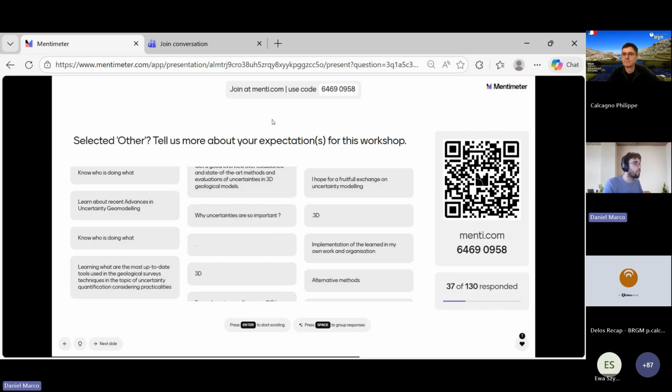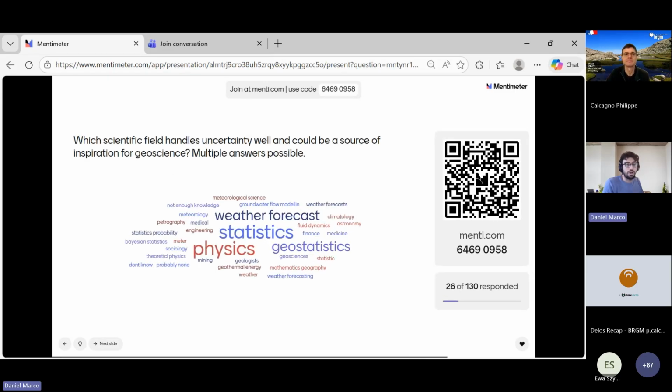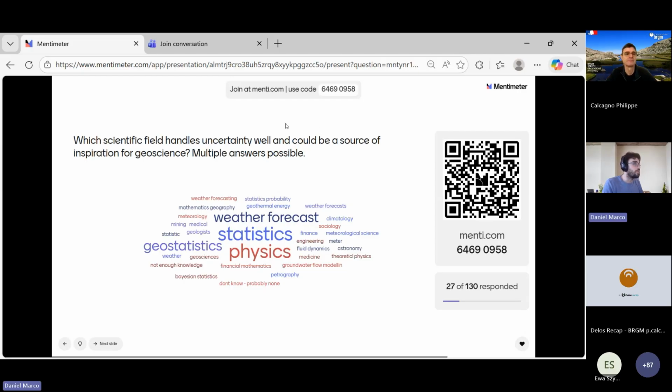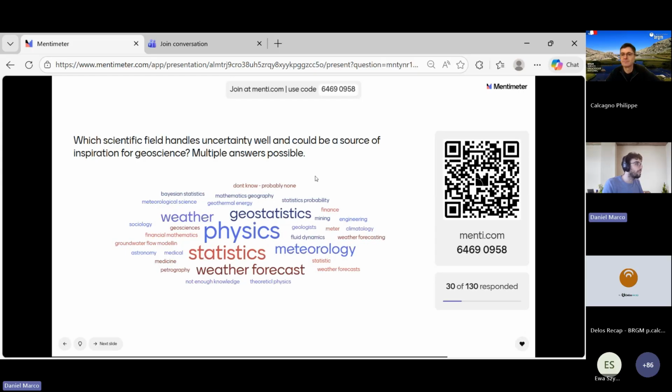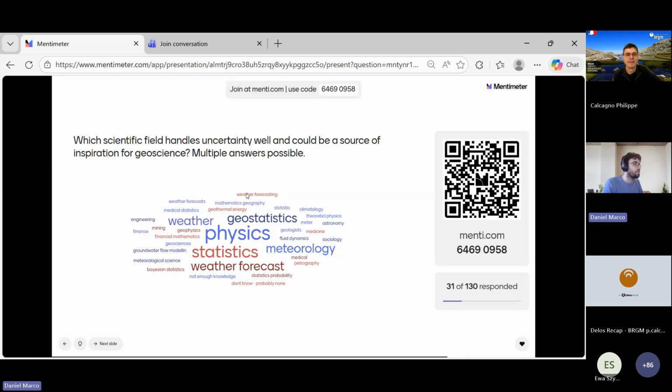We will now move to the questions that relate specifically to this session. First question is about which scientific field handles uncertainty well and could be a source of inspiration for geoscience. Here on the screen, we can see that physics has a big portion from your answers, as well as statistics, meteorology, geostatistics, weather, or also weather forecast. So we can also see that we have a wide range of responses.